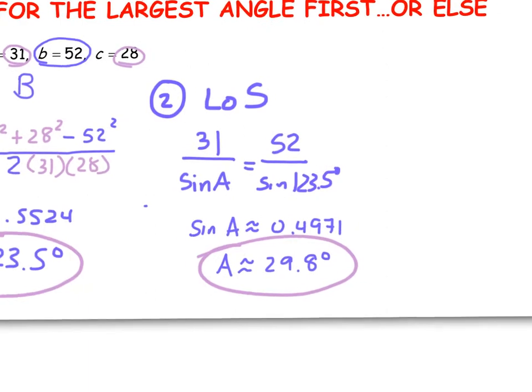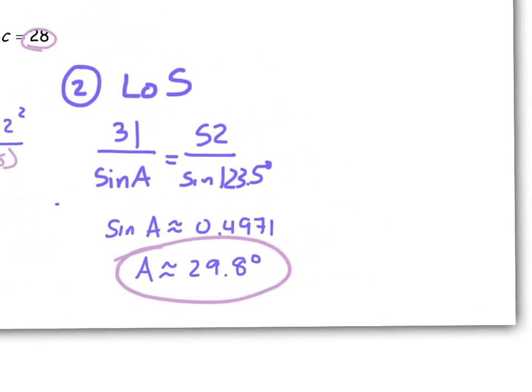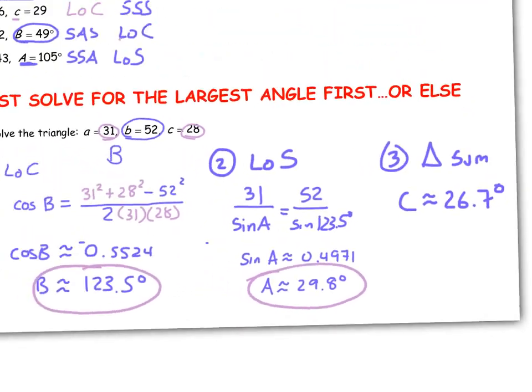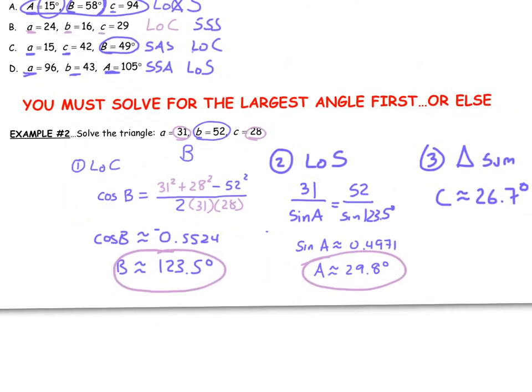So in this case, I don't have to do law of sine or law of cosine again. Good. I can just use the triangle sum theorem, which of course says the three angles add up to 180. So that means C has to be approximately 26.7 degrees. Whoo! And there we go.